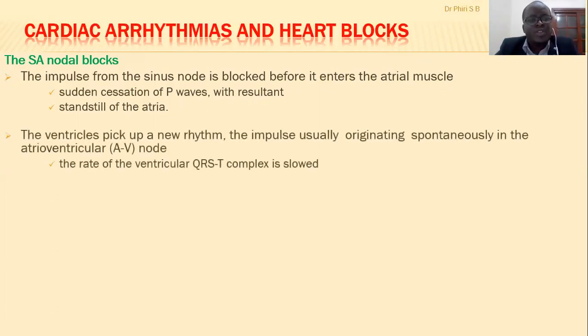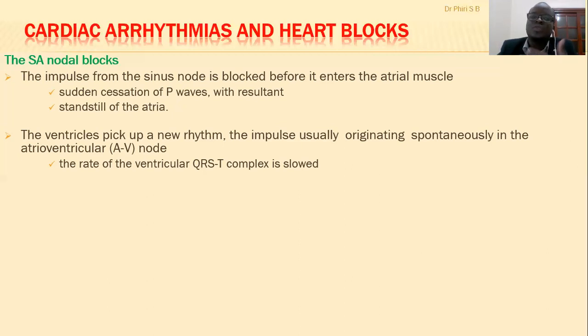So the ventricles pick up a new rhythm, the impulse usually originating spontaneously in the atrioventricular node. It means that if the SA node is not firing the action potential to depolarize the atria, it's also not firing an action potential to be transmitted to the AV node. So the AV node won't be receiving an action potential from the SA node in sinoatrial nodal blocks. Because of that, the atria will pick up their own rhythm.